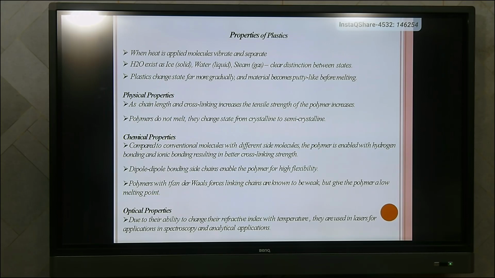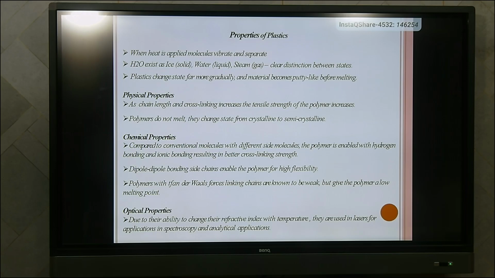The physical properties, chemical properties, and optical properties of the polymers will showcase how the polymers are being used in various fields. They exist in solid form, gas form, and liquid form. As they exist in all three forms, they have vast properties and vast applications.